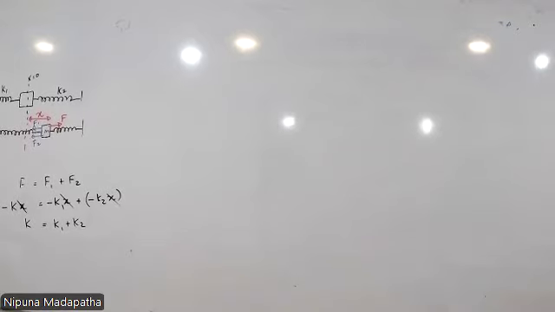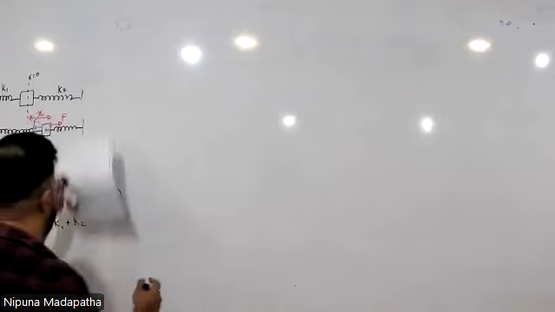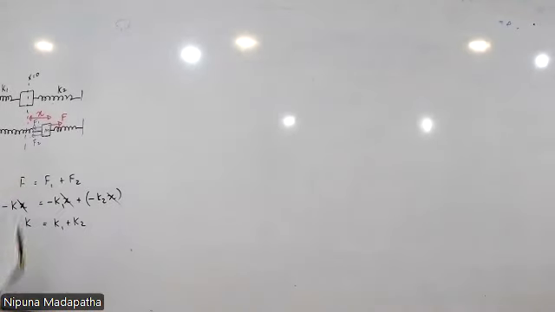Like the case where the springs are connected in parallel. If you remember, when the springs are connected in parallel, the equivalent spring constant is given by the sum of the spring constants of the two springs. Now here, both the springs are identical, so K1 and K2 are equal to K. Let's take the equivalent as K dash. K dash is 2K.